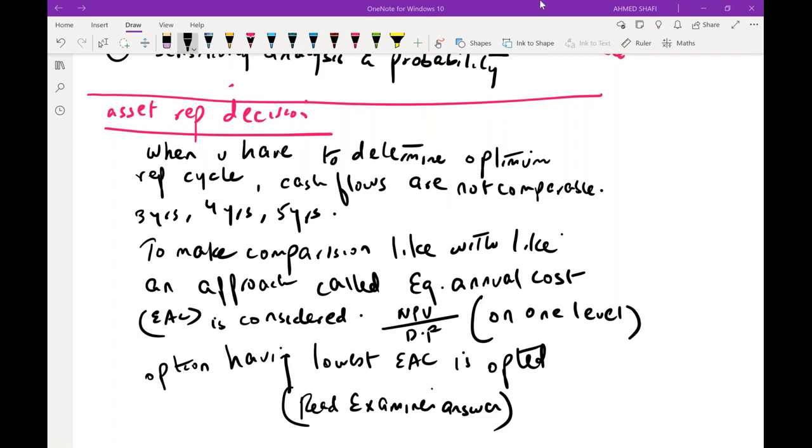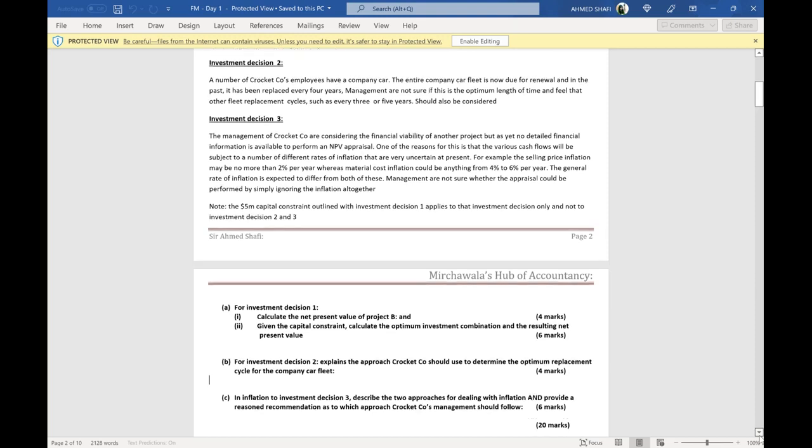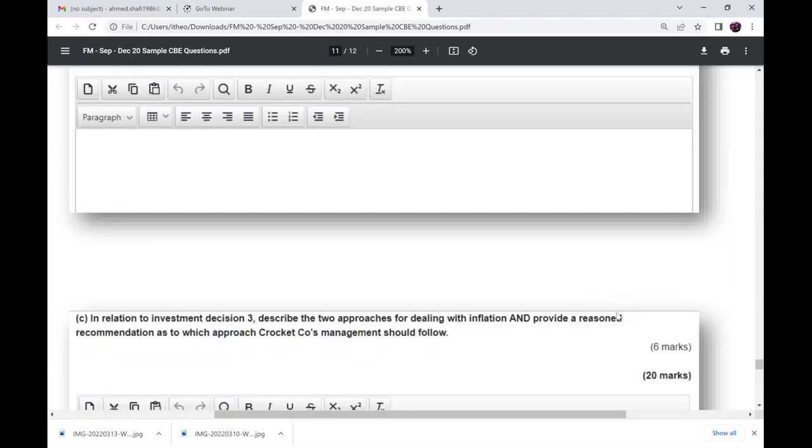Last part now. It's a very easy part, theoretical part, and then we will go for a short break. Now, I literally consider this question as a very mark scoring question. Calculation wise as well as theory wise, look at parts. Part C is in relation to investment decision 3, describe 2 approaches for dealing with inflation and provide a reasoned recommendation as to which approach Crockett's management should follow. Now, in the 6 marks, there are 2 things. Describe 2 approaches for dealing with inflation and provide a reasoned recommendation as to which approach management should follow.